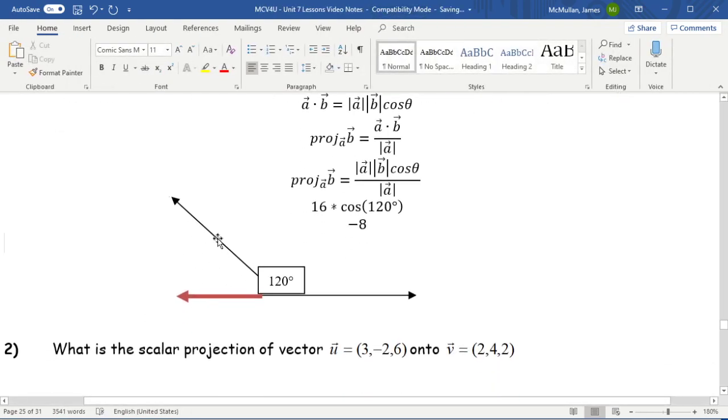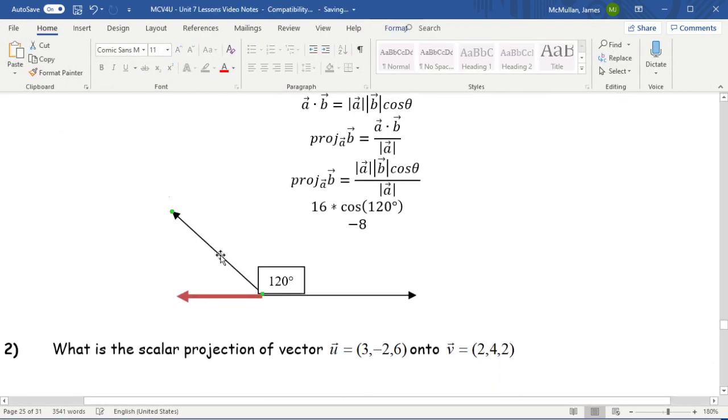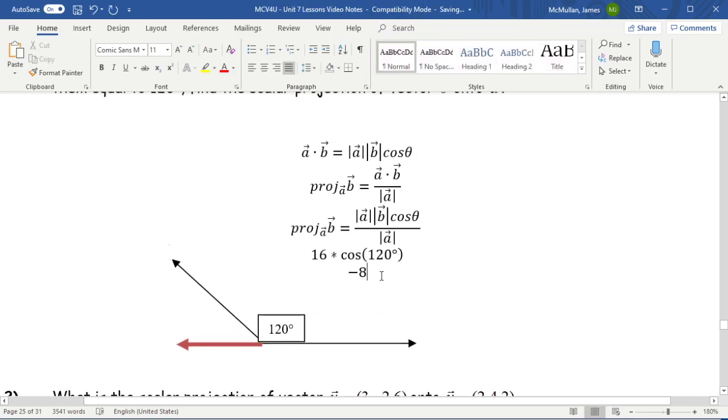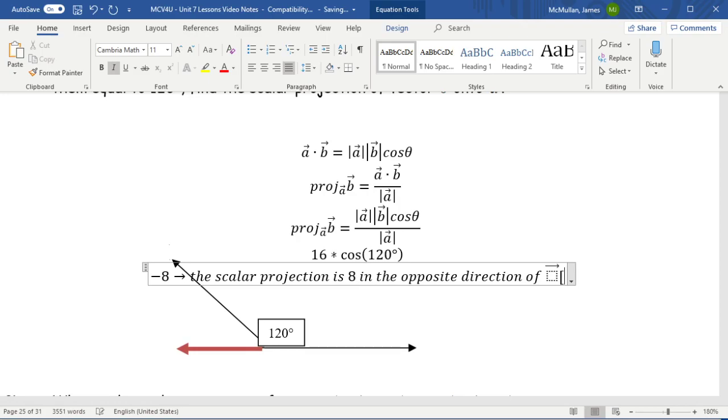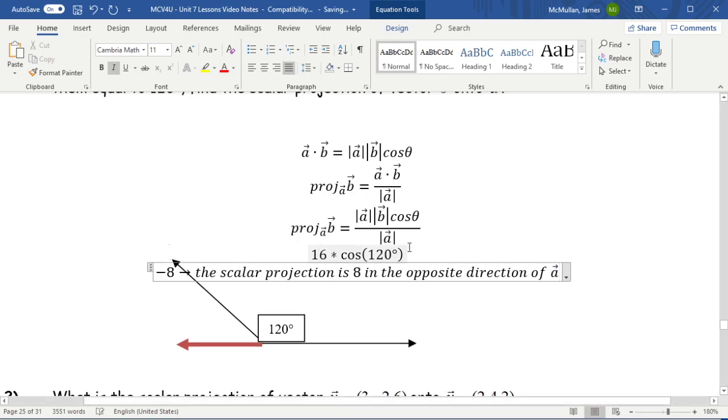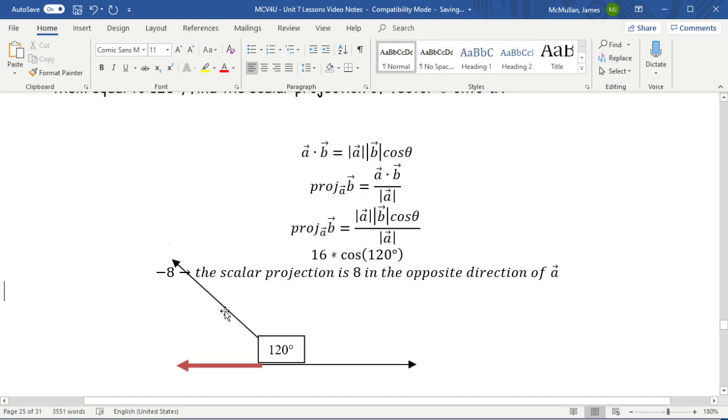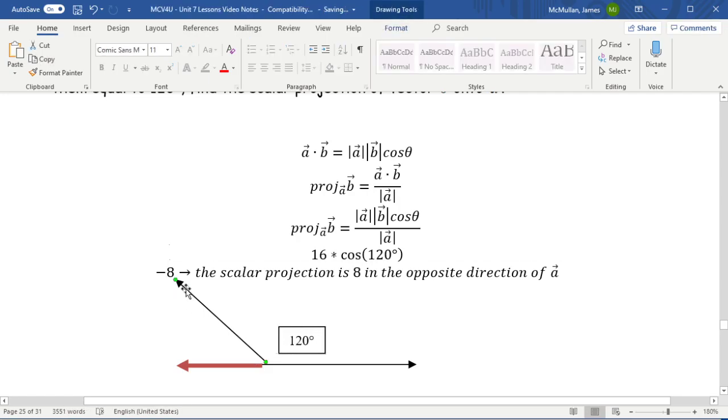Now, what does negative 8 mean? Because the formula, remember, the projection is never negative. So my answer would be, the scalar projection is 8 units in the opposite direction of A. Okay, so that's what the negative 8 means there. Again, it's not negative 8. You can't leave your answer as negative 8. Okay, so just try to remember that, because that's important.